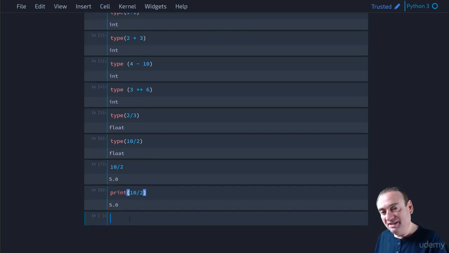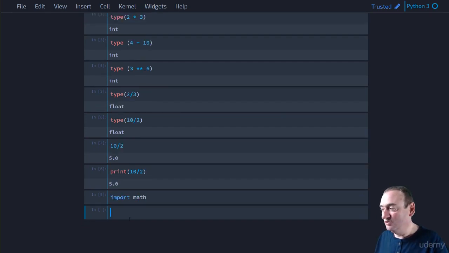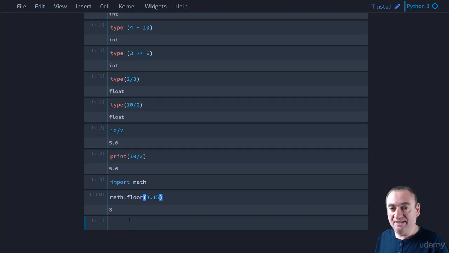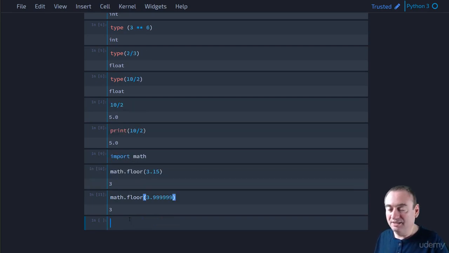Now, the floor method is in the math module. It's not part of the standard syntax. So we're going to import math, and now we can use the floor. So let's take a look at the floor. math.floor of 3.15, okay? And as we expect, it's 3, right? If we do math.floor of 3.999999, it's still 3, right? This is not a rounding. It's basically taking the integer portion when we're dealing with positive numbers.